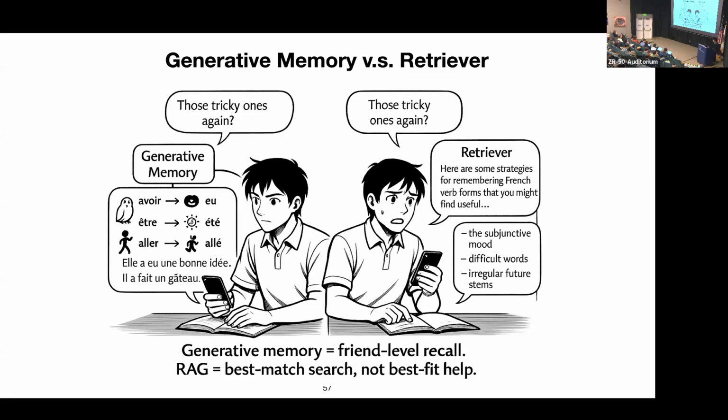And for retrieval, you have a retriever, which maybe doesn't know this user, but based on the current query, it can retrieve from a very large-scale external storage, right? So in this case, it's more general to different users. A generative memory model knows better about a specific user. It can provide more personalized in-context recommendations or information. And retrieval provides a best match search, but it's not the best fit help because it knows less about this user.